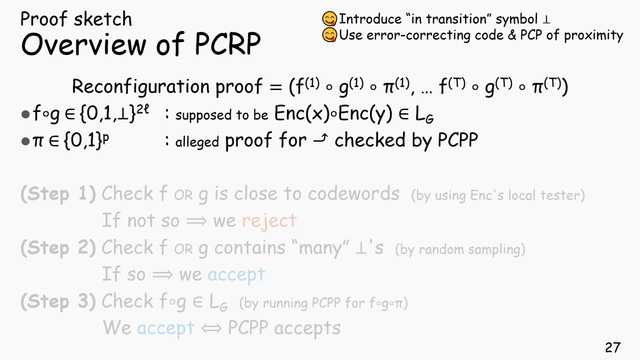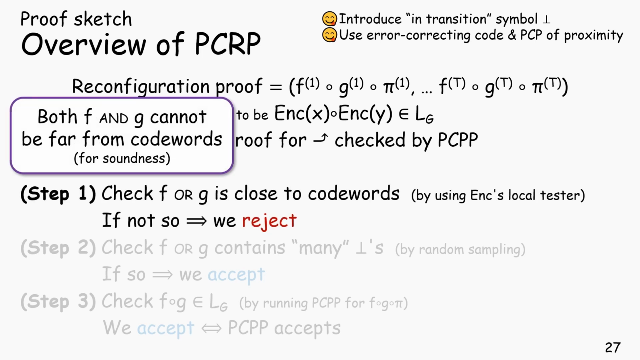Finally, I will give an overview of our PCRP system. Each proof in the reconfiguration sequence consists of F, G, and pi. F and G are supposed to be the encoding of two vertices of G, and pi is an alleged proof that F and G are in the language LG, which is checked by PCPP. In step 1, we check if F or G is close to codewords by using the local tester. If the local tester rejects, then we reject. By this step, F and G cannot be far from codewords.